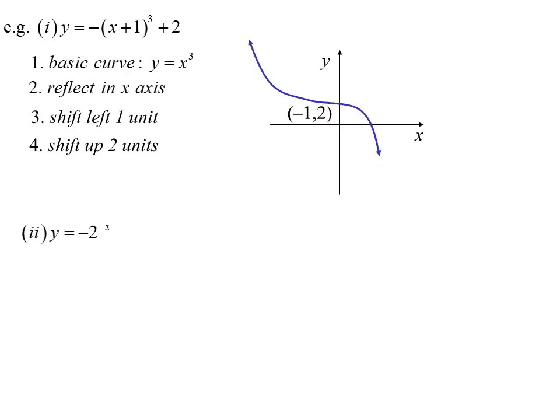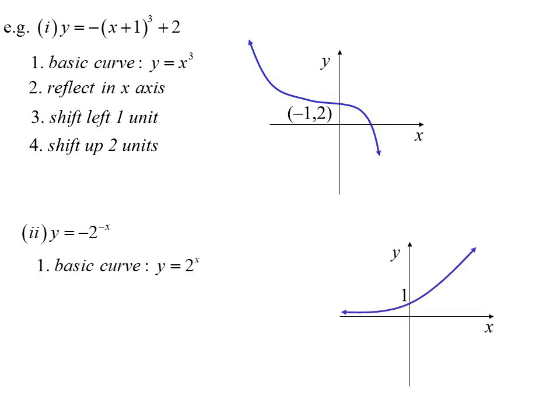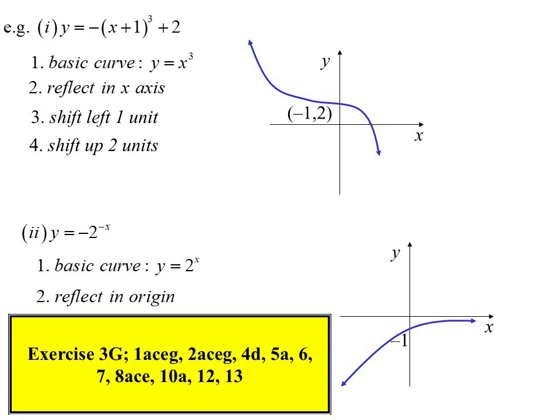y equals minus 2 to the power of minus x. Okay. Start with our basic curve. But you see we've got both the negatives being applied here. That means we've got the rotation happening. So this is reflecting in the origin. Well, reflect in the origin, and there we go. Okay. So 3G is what we'll do.